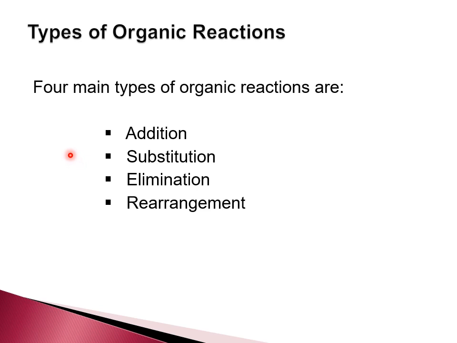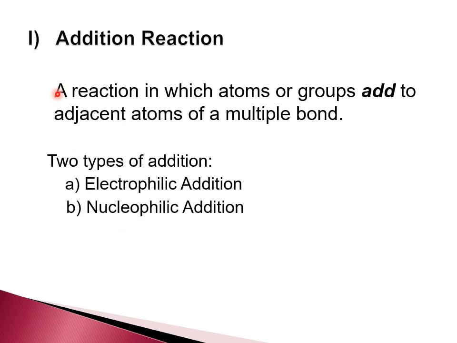There are 4: addition, substitution, elimination, and rearrangement. Addition is when you add atoms or groups to a multiple bond, meaning that we need to have a nucleophilic site, an alkene or a carbonyl. So the 2 types of addition would be electrophilic addition and nucleophilic addition.